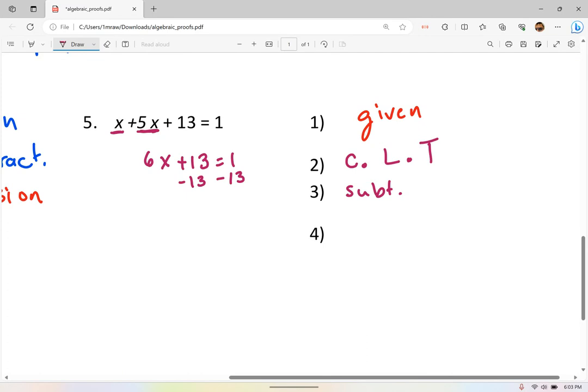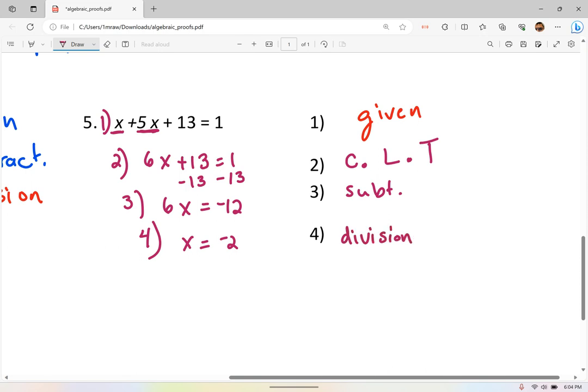So this would be statement one. This would be statement two. And our third statement after the subtraction would be 6x equals negative 12. And then my fourth and final statement, which is going to be the reason after this, I'm going to get x equals negative 2. Now, how did I get negative 2? Hopefully, you know, I use division, right? My division property because I would divide both sides by 6.